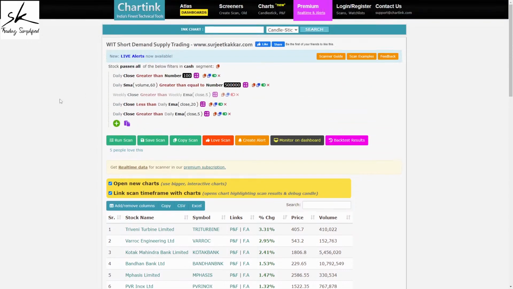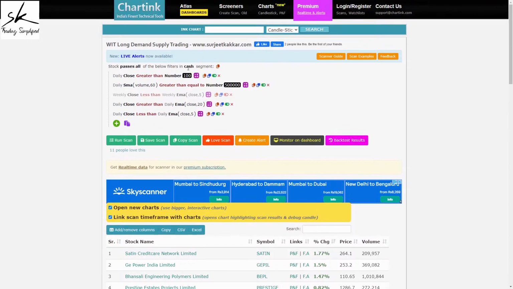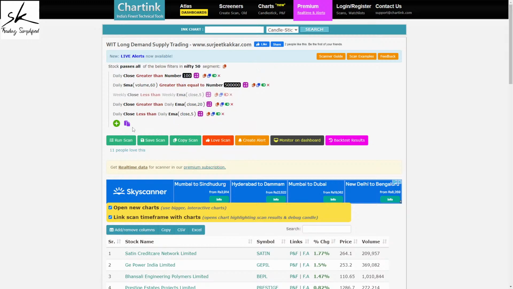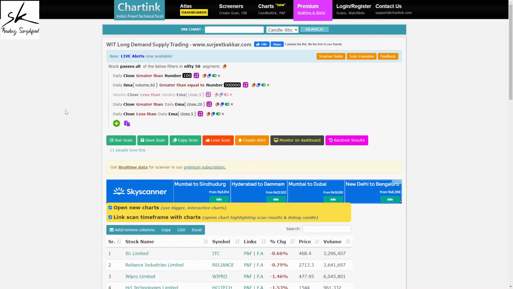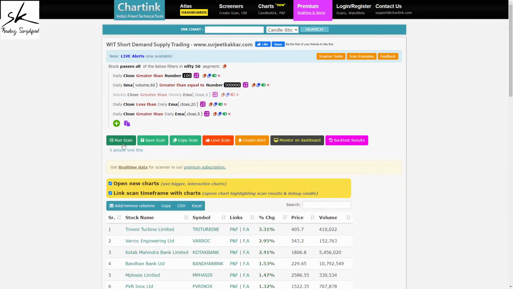But if you feel that this is still a very big list and you want to further filter it out, you can use different filters. For example, you can say, I want from the futures only, or maybe I just want from my Nifty 50. So this time let's select Nifty 50. I'll run the scan again. I'll do exactly the same thing here. I only want from the Nifty 50 stocks. I'll run the scan again.